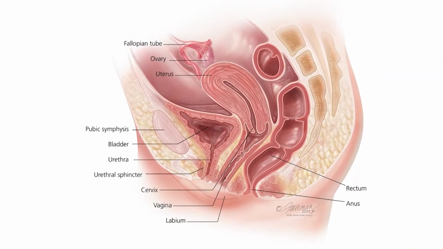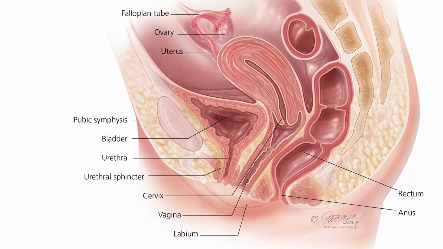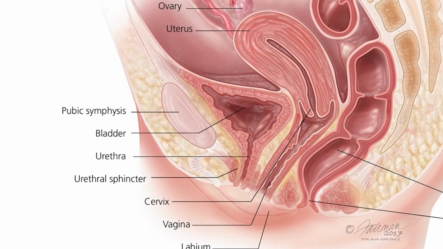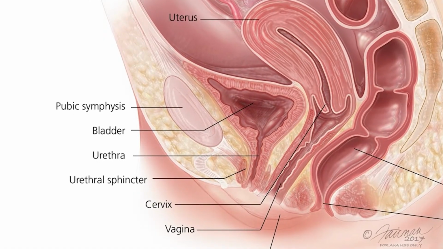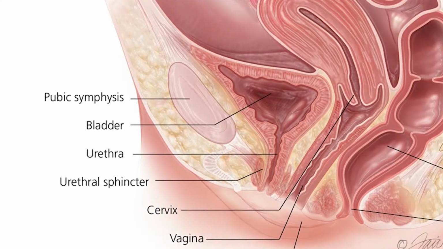In females, the urethra is shorter, approximately 4 centimeters in length, and located closer to the clitoris and vaginal opening. The urethra is lined with mucous membrane and has a rich blood supply, which helps to prevent infection and injury.